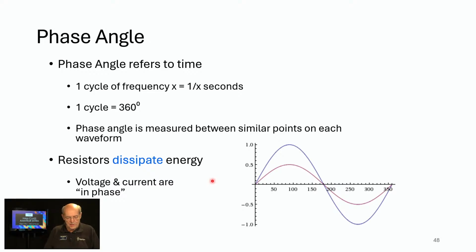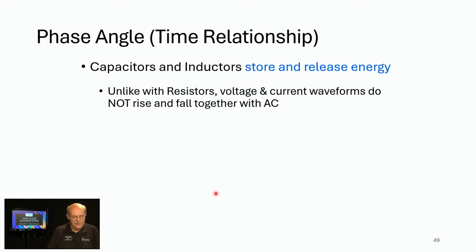Now, weird things start to happen when we switch to other forms of alternating current, especially across an inductor or a capacitor. This is the case of a resistor. Very strange things happen. Remember, capacitors and inductors store and release energy. Unlike resistors, voltage and current waveforms do not rise and fall together with the applied AC waveform.